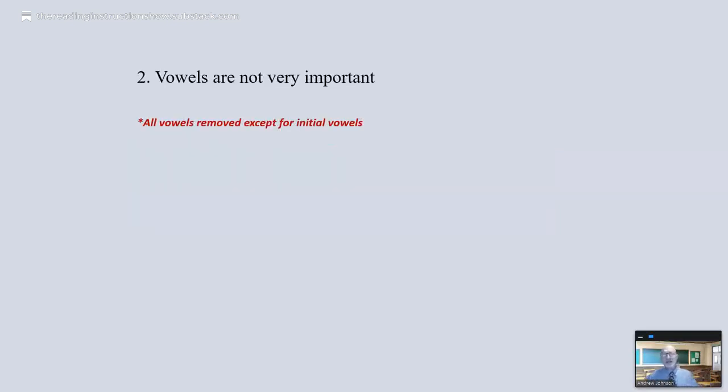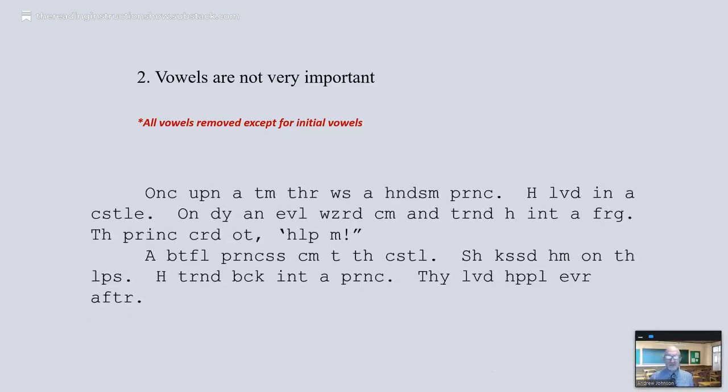Now, we spend a lot of time on diphthongs and trigraphs and vowels, but actually they're not very important at all. For example, all the vowels have been removed in the next section except for the initial vowels. And most of us can still read it.